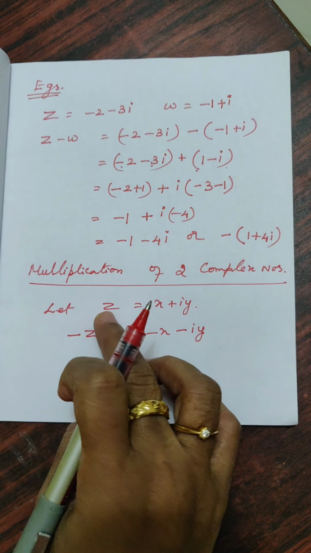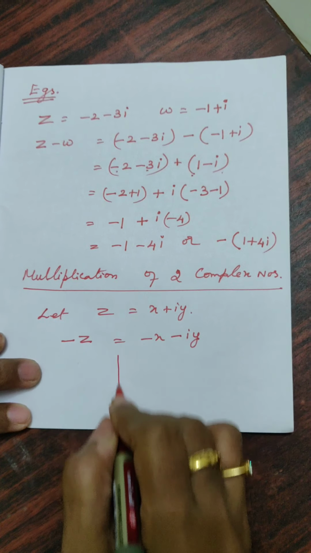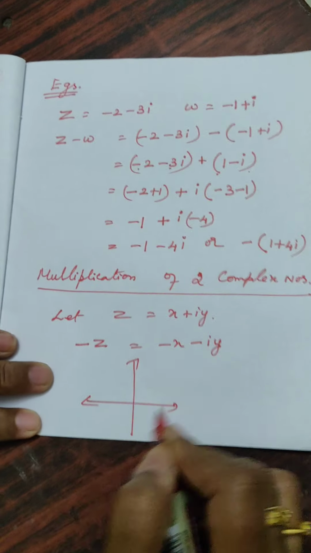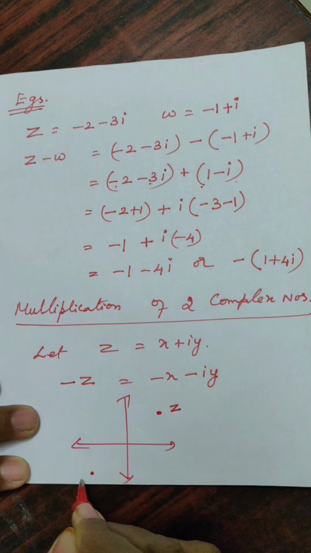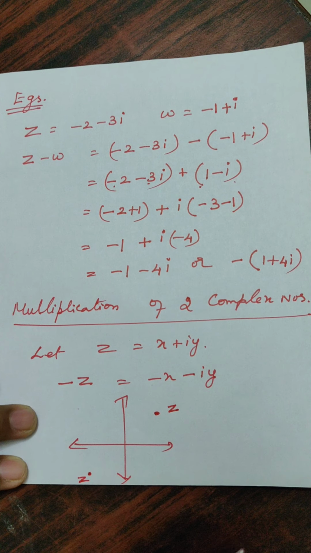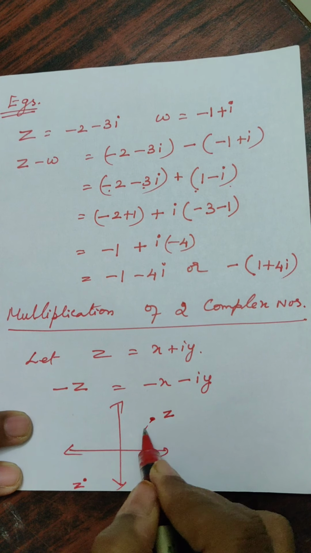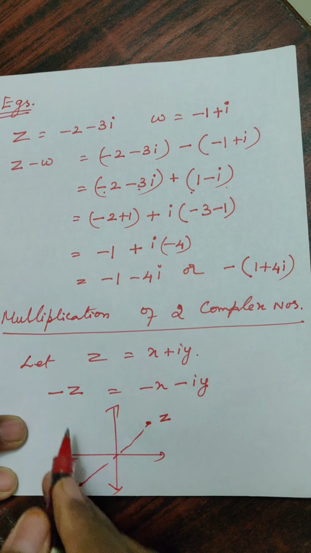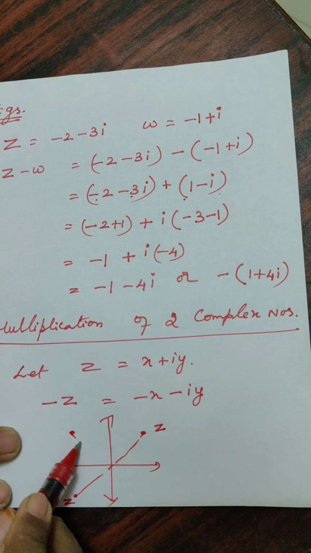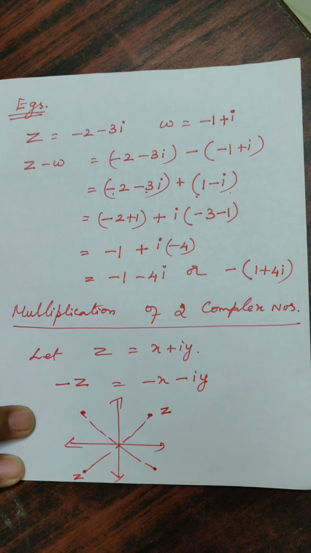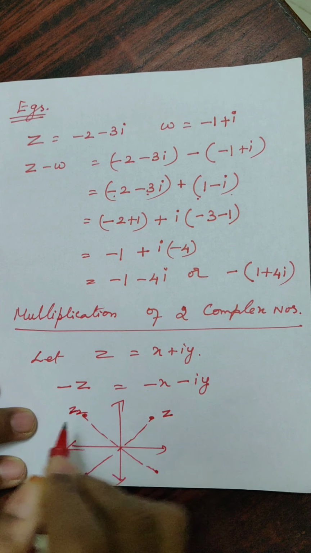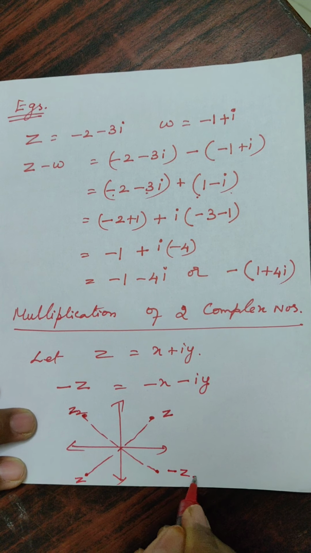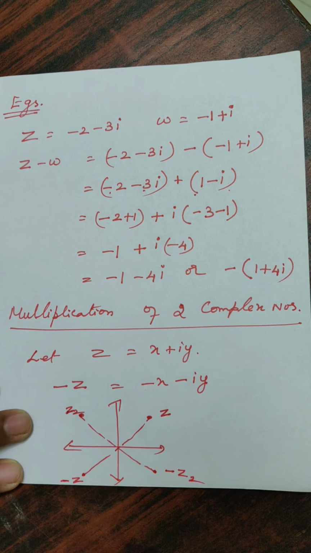Suppose this number z lies in the second quadrant. Just see here. If z lies in the first quadrant, minus z lies in the third quadrant. Similarly, it is the mirror image through the origin. Suppose it lies in the second quadrant, automatically minus z will fall on the fourth quadrant. So you know how to find out minus z.